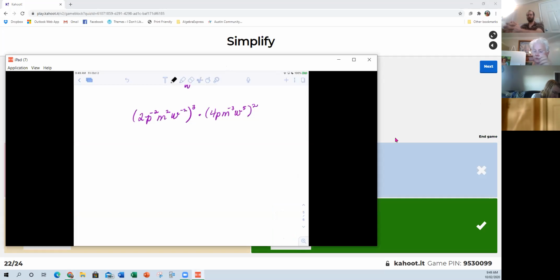So again, you could do this different ways. If you did it a different way and got it correct, then that's fine. But I'm going to apply the exponent to everything in here. So that's going to give me 2 to the third, p to the negative sixth, m to the sixth, w to the negative sixth. Do the same thing here.